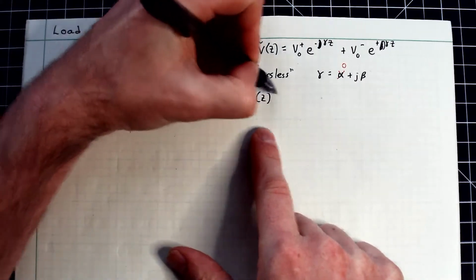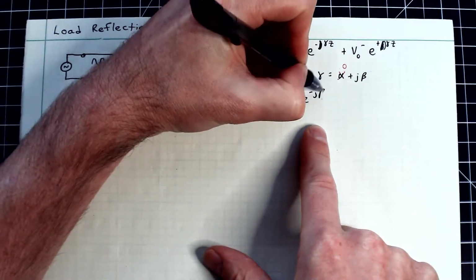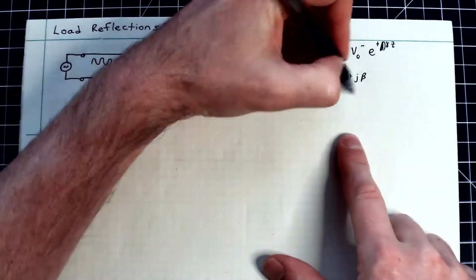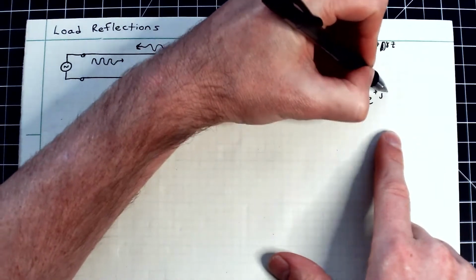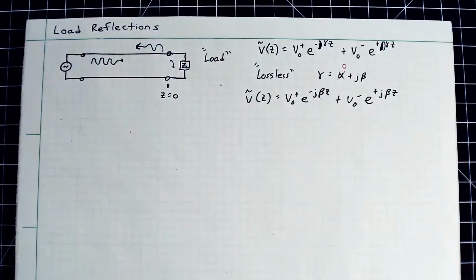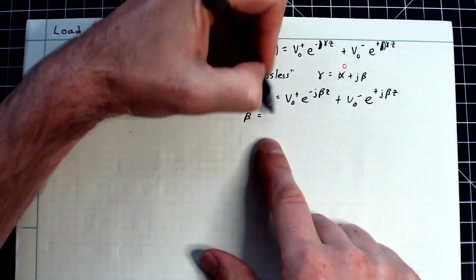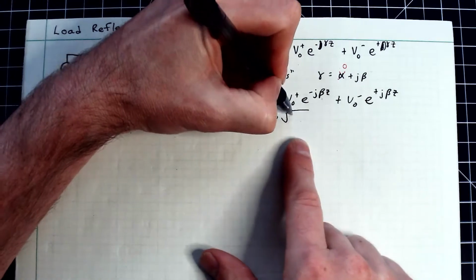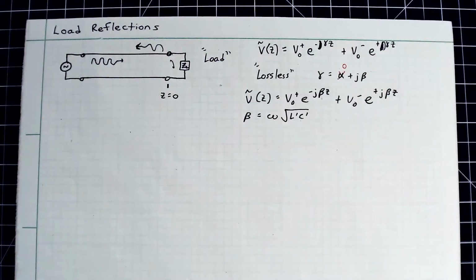So it's going to look like the following. V of z is equal to V naught plus e to the minus j beta z plus V naught minus e to the plus j beta z, where beta, the phase constant, is equal to omega times the square root of L prime C prime. And all this you can just derive from the propagation constants.